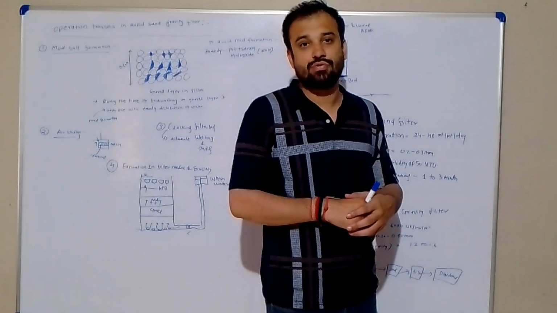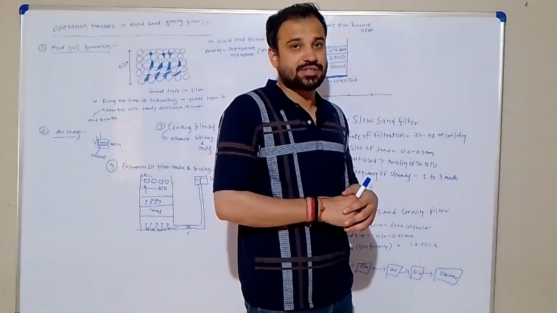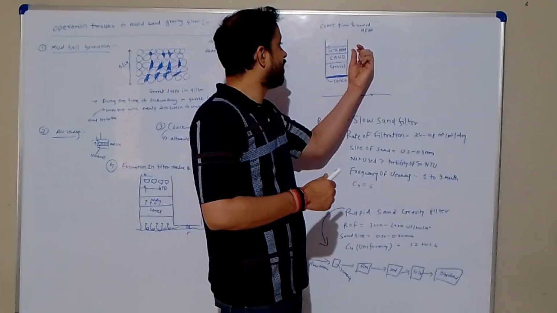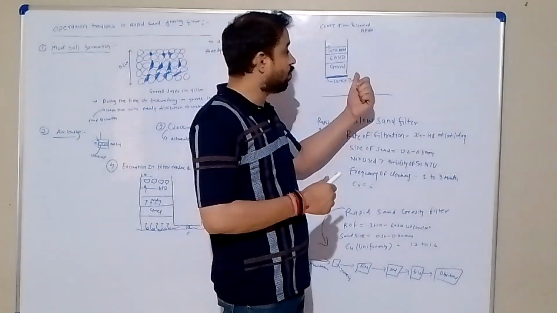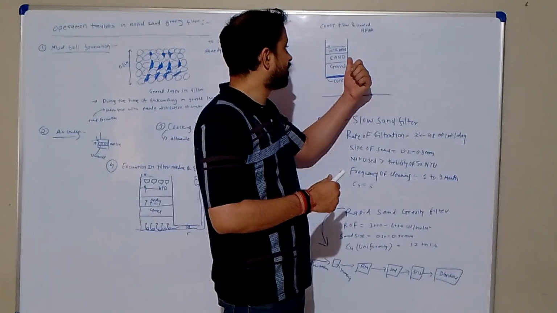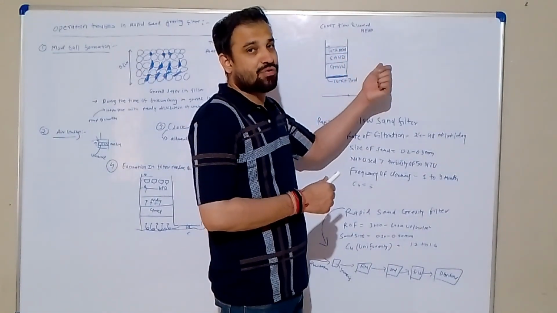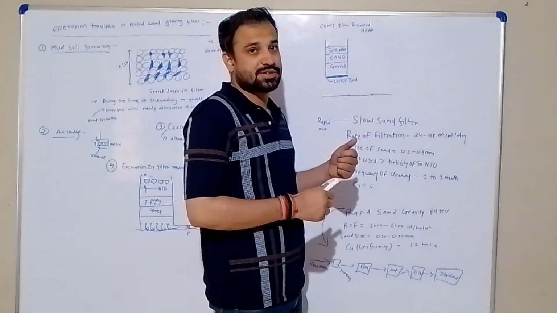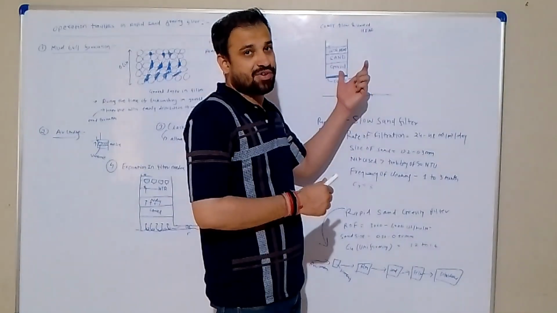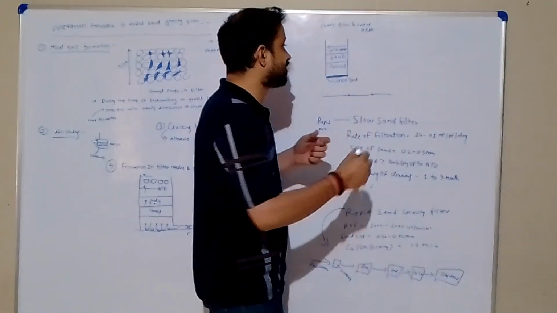To achieve a constant flow from a rapid sand gravity filter, a certain depth of head is provided over the sand layer. Since impurities get entrapped between the sand particles, the head loss increases and the rate of filtration decreases.